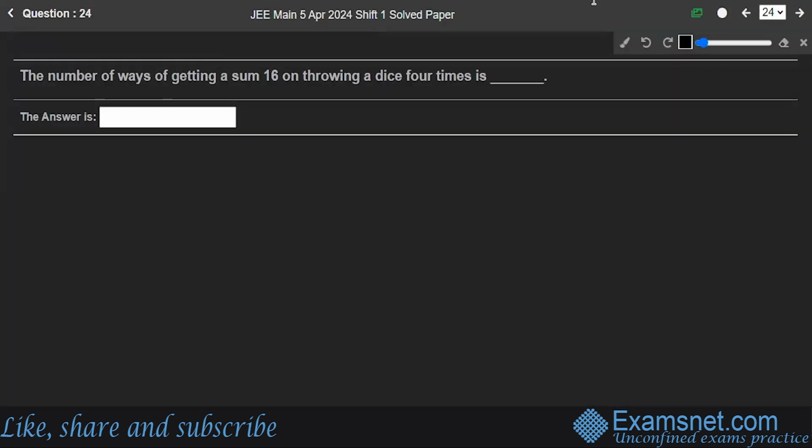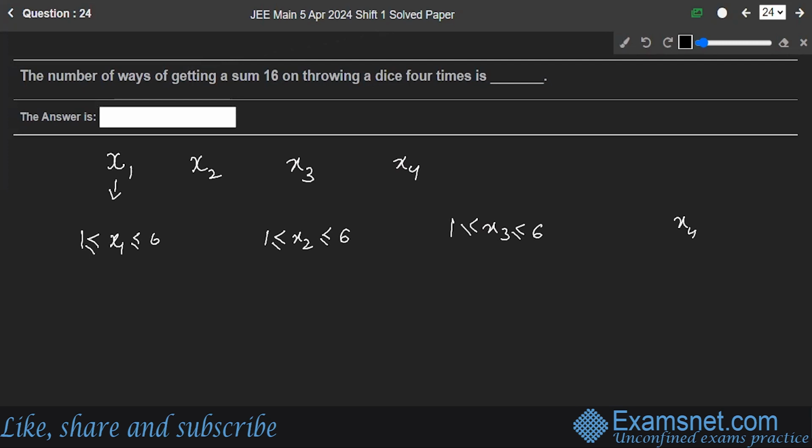Question number 24. The number of ways of getting a sum of 16 on throwing a dice 4 times is. All right. So first thing, let's say there are the 4 throws: x1, x2, x3, and x4. These are the 4 throws. Now, in the first throw, you can have the values between 1 and 6. In the second throw also you can have the values between 1 and 6. Third and the fourth throw as well.